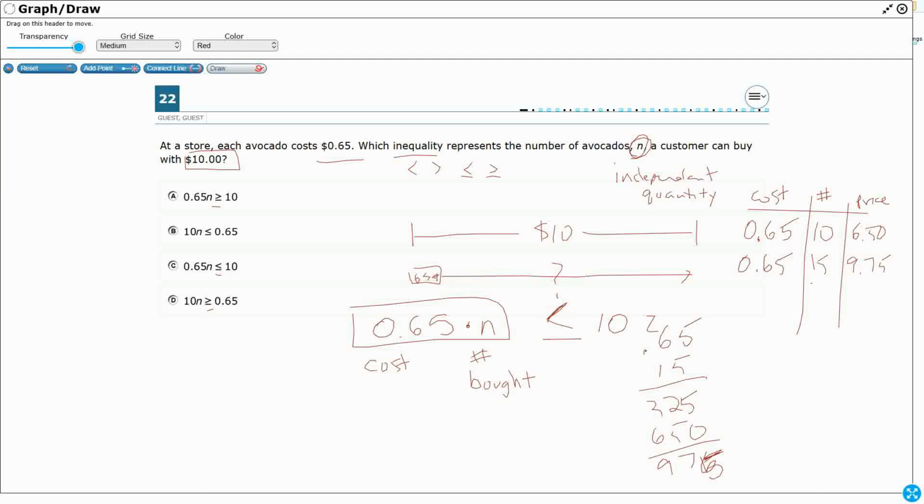So let's take this and plug it into what we think our answer is and make sure it makes sense. Is 0.65 times, we think the maximum we can get, 15, less than or equal to 10? Well, 0.65 times 15 was 9.75. 9.75 is less than or equal to 10. So that does check out. If you were to stick that 15 into any of these other options, it actually wouldn't work. So you can always check your inequality by plugging in a number that you know should work. But our answer here is C.